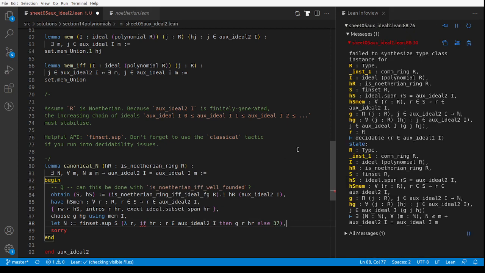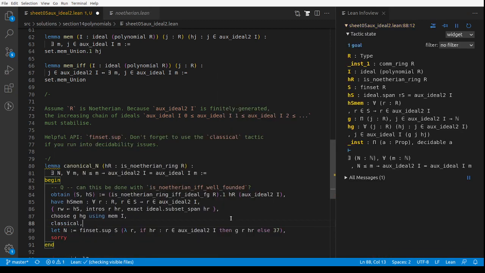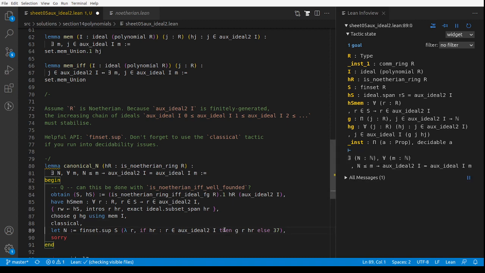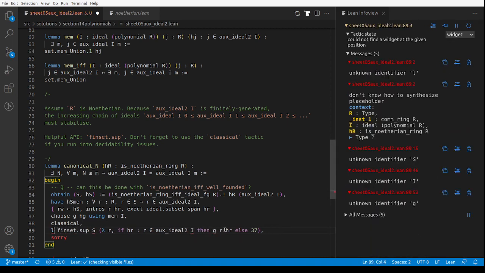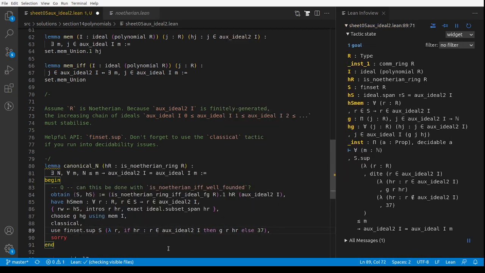Now we have an error for the if R, so it doesn't know. This is some stupid decidability error because it can't do the case split on the if. So let's just go into classical mode. And now this works. Is N a natural yet? N is a natural, so we don't need to define it, we can just use that. It's going to take all the elements of S and evaluate this thing here. All the elements of S are in the ideal 2, so it will use G. And then it will take the sup of those things.